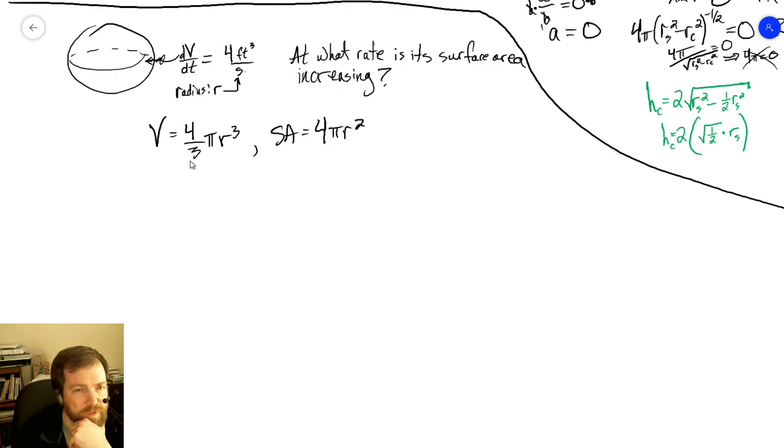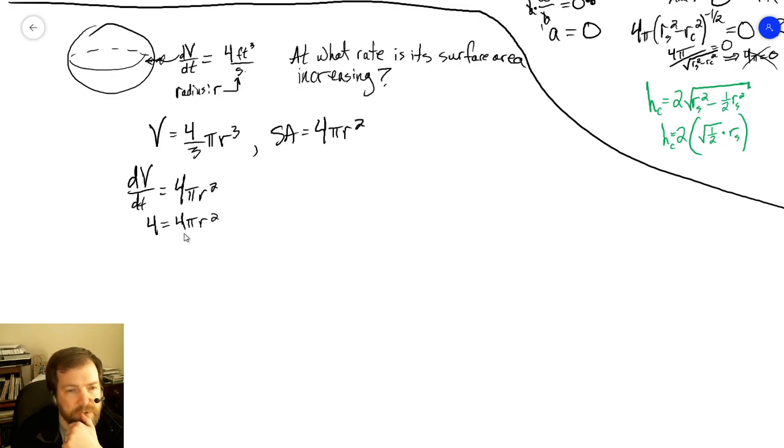So here we have to take the derivative of this stuff. dV/dt is equal to 4/3. You bring the 3 down, it multiplies. So we get 12/3, or 4 pi r squared, is equal to 4. Then this divides out. We get 1 is equal to pi r squared, or r squared is equal to 1 over pi, or r is equal to 1 over root pi.